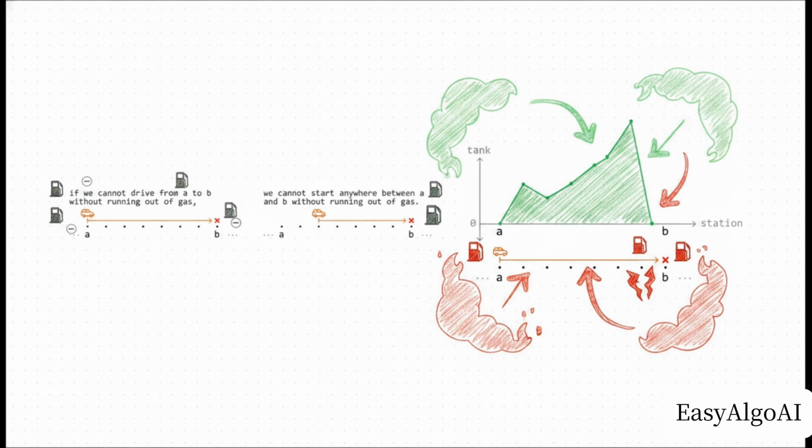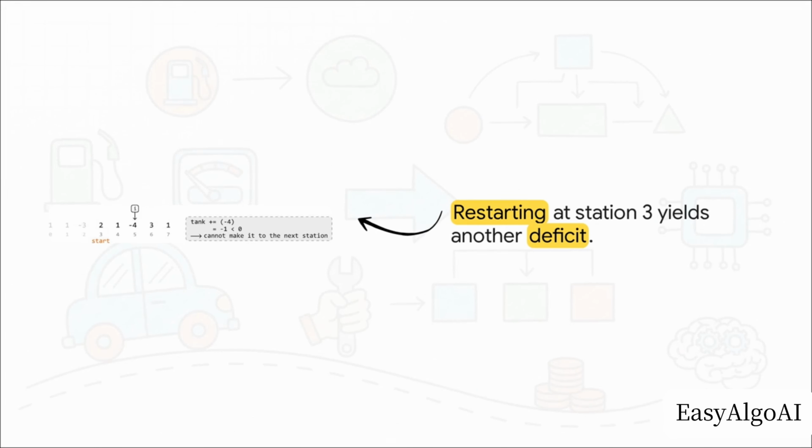Those earlier stations were actually subsidizing our trip. They were providing positive net gas that built up a crucial buffer. So starting later in that specific sequence just means we'd be missing out on the positive fuel buffer we desperately needed from those earlier stations. Think about it. If we couldn't make it with a head start, we definitely can't make it by starting closer to the deficit. Let's move forward and see how this builds our highly efficient shortcut.